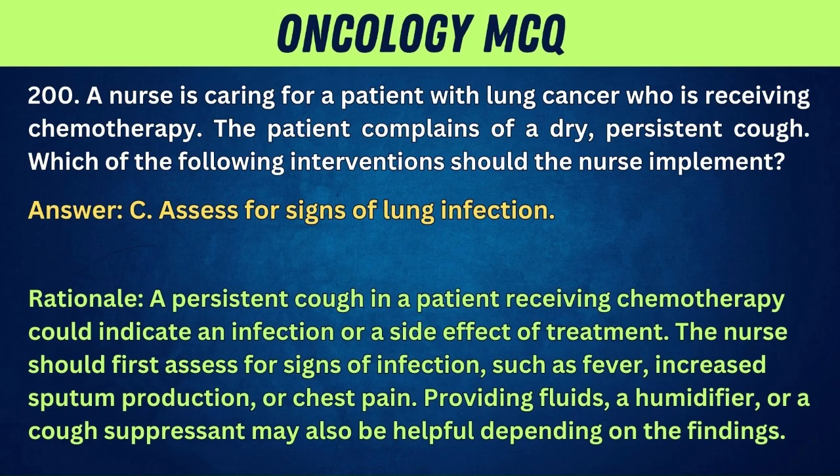Rationale: a persistent cough in a patient receiving chemotherapy could indicate an infection or a side effect of treatment. The nurse should first assess for signs of infection, such as fever, increased sputum production, or chest pain. Providing fluids, a humidifier, or a cough suppressant may also be helpful depending on the findings.